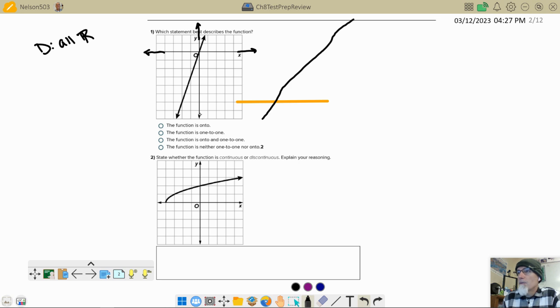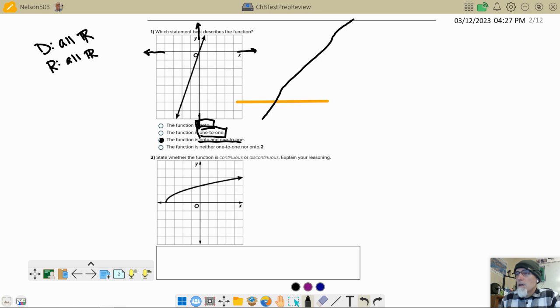It's going to keep on going up forever. It's going to keep on going down forever. So the range is all real numbers. If they're equal to each other, then it's an onto function. And if it passes the horizontal line test, it's a one-to-one function. So it's both of them. So the best answer is this one right here.